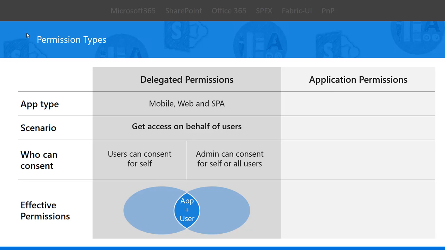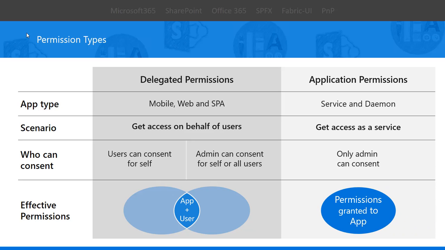So the next one is application permissions. In SharePoint, maybe we can call it the add-in permissions. The application type will be services or daemons, that is Azure Functions or timer jobs or remote event timers, things like that, and they get access as a service. So here the user doesn't need to log in. It has its own permission, and based on that permission it will run the application. These run with the permissions granted to the app.